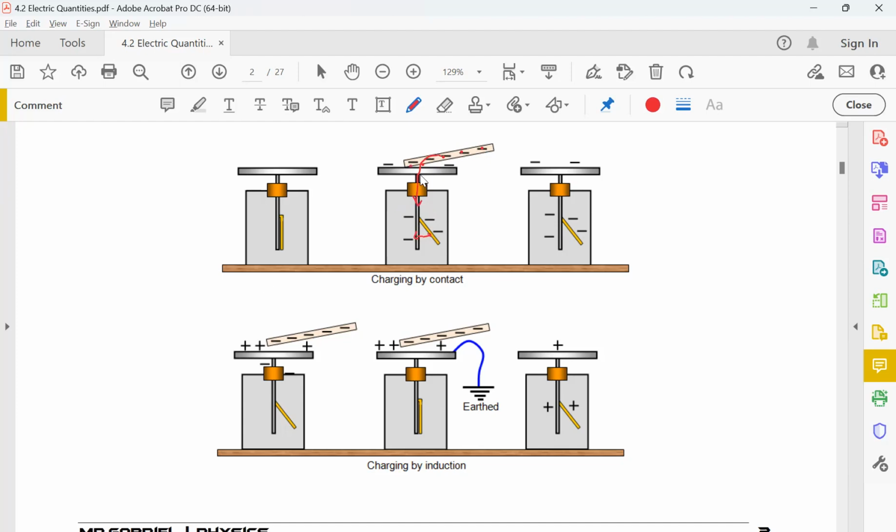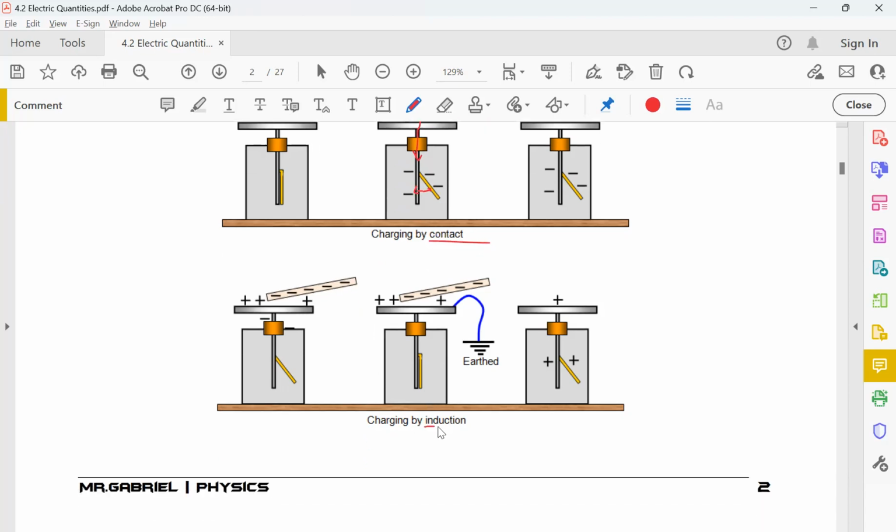Alternatively, if I don't charge by contact, I can charge by induction. Induction means I don't touch them, but I bring the negative charge very, very close to the metal plate here. When I do, these positive charges will be attracted upwards, leaving some negative charges somewhere around here.